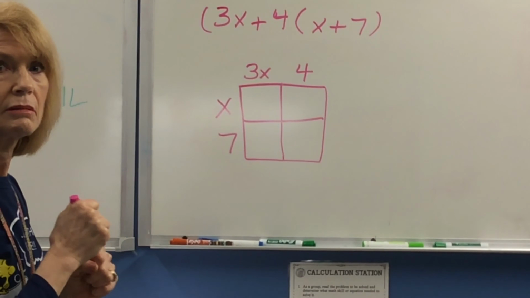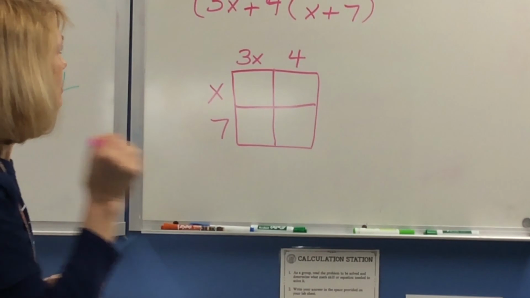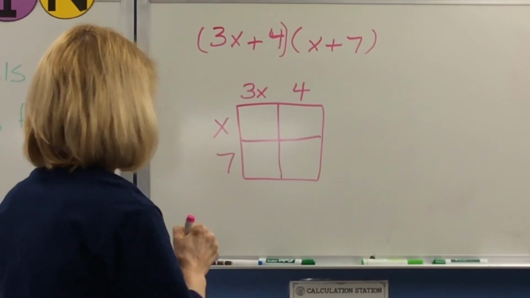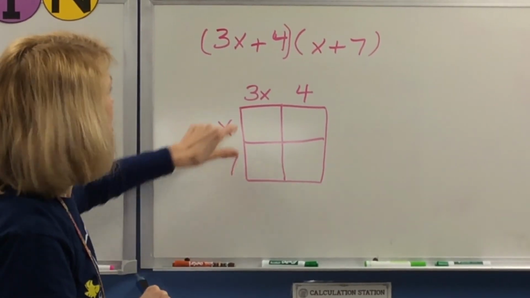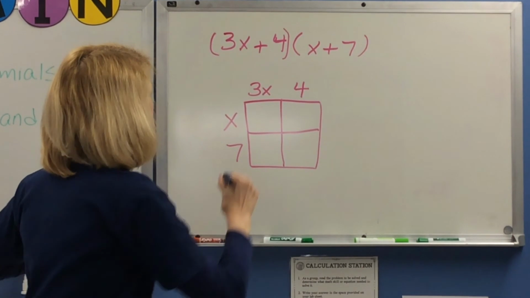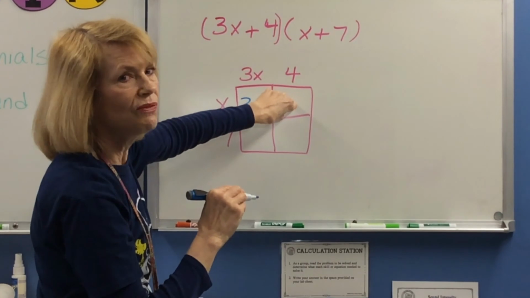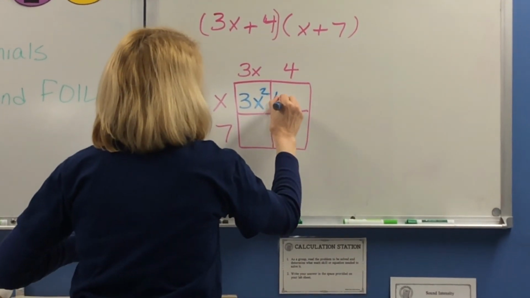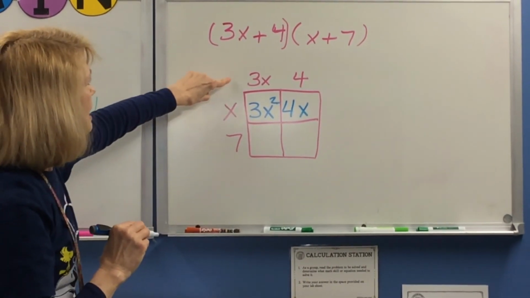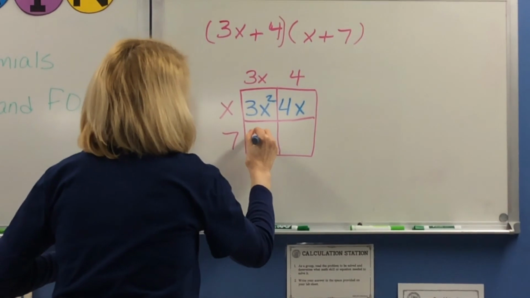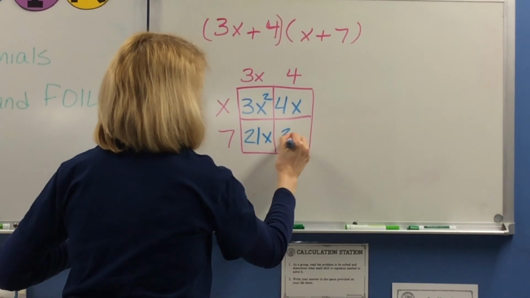You're missing a parenthesis. Oh. So now you're just going to multiply, okay? What's in the squares? So I've got 3x times x, 3x squared, x times 4, and you put your coefficient first, 4x, 3x times 7, 21x, and 4 times 7, 28.